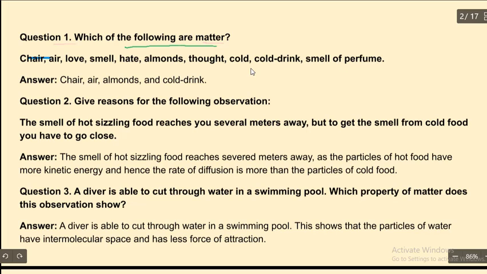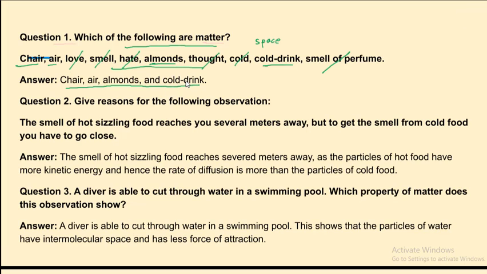So you all know that matter is nothing but the things which occupy space, right? So among these things, which occupy space? Here we have a chair. Air also occupies space, you know it. Love, no. Smell, no. Hate, no. Almonds, these occupy space. Thought, no. Cold drink, yes. Smell of perfume, no. So chair, air, almonds, and cold drinks are the things which are called matter, as they occupy space.